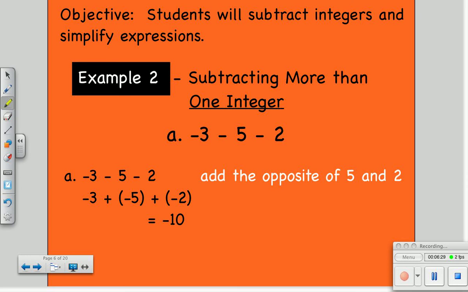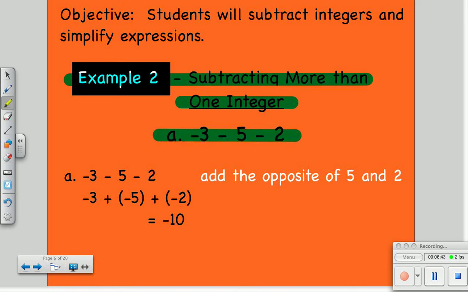Example 2. What if we have more than one integer? This is where some of you get confused, I know, but we need to change all of them. So write example 2, subtracting more than one integer. Write letter A, negative 3 minus 5 minus 2. And now we're going to change all of the subtraction to addition. And every time you change it to addition, you're going to change the number that comes after the operation to the opposite of what it is.